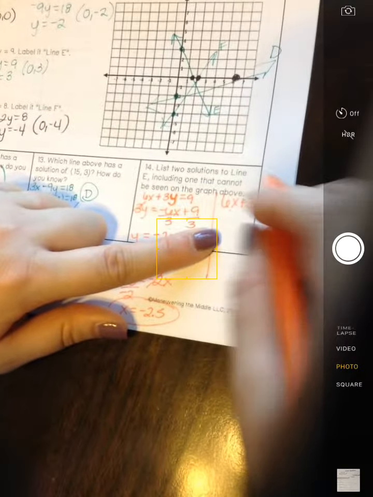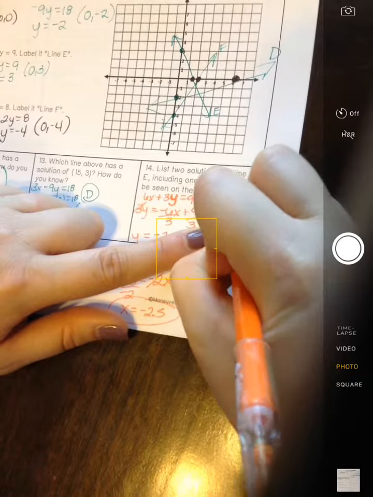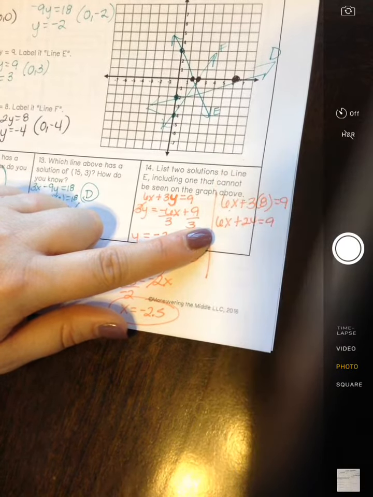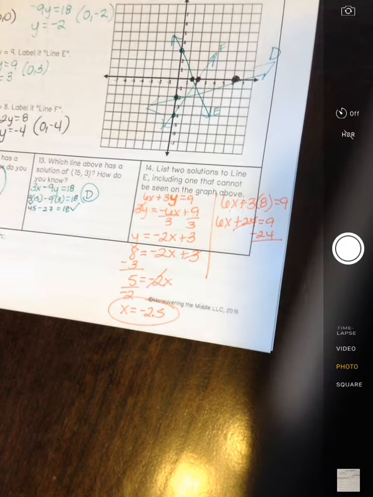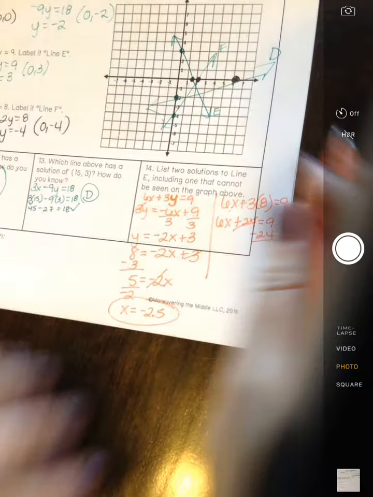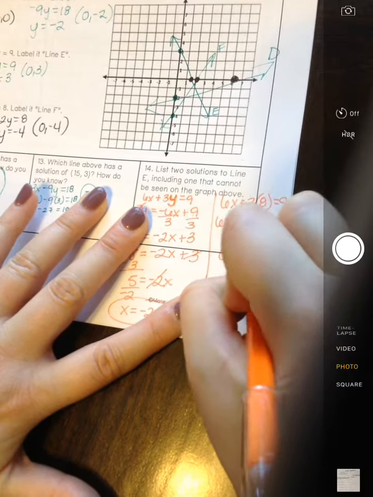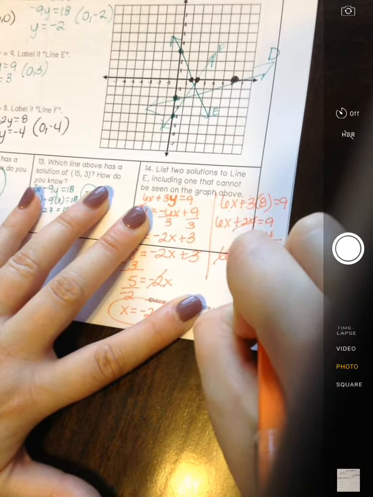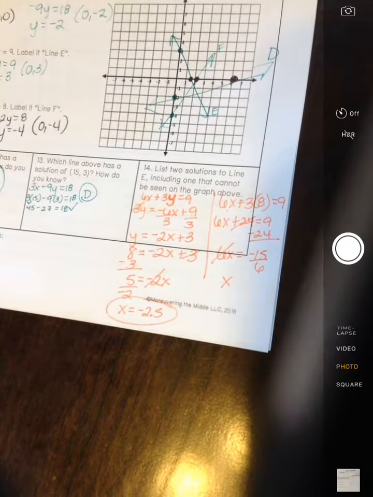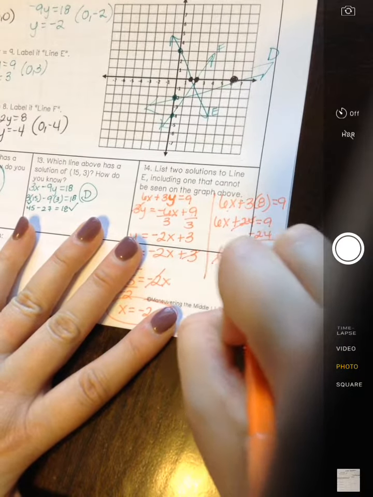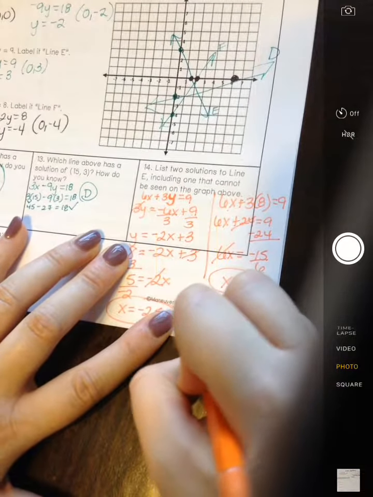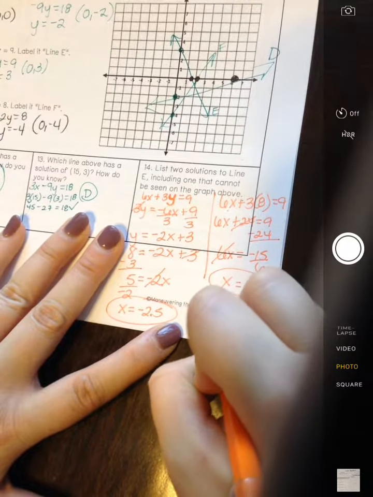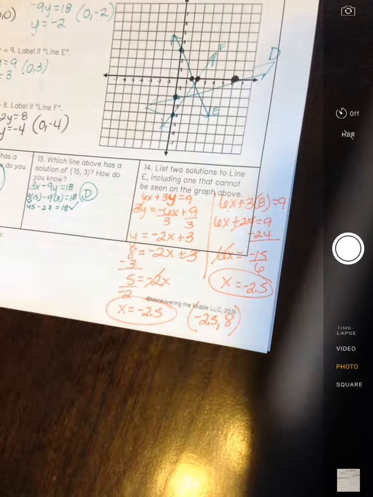And it would work the same way if I left it in standard form. 6x plus 24 equals 9. If I subtract 24, 9 minus 24 would give me -15. -15 divided by 6 still gives me -2.5. So my ordered pair that could work for this would be -2.5, 8.